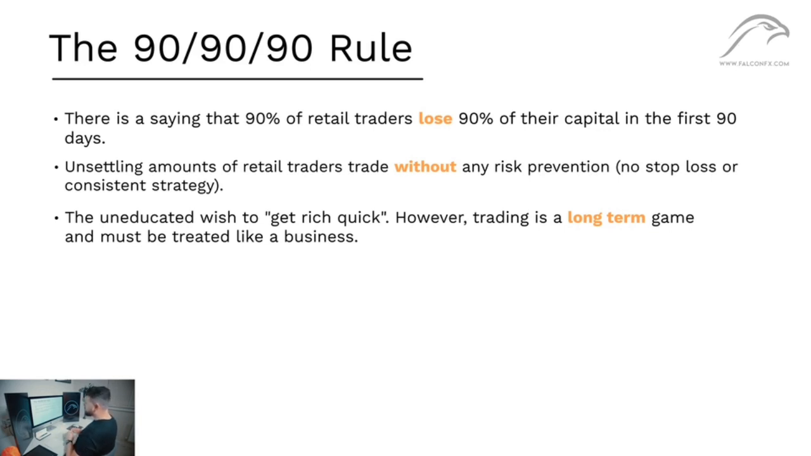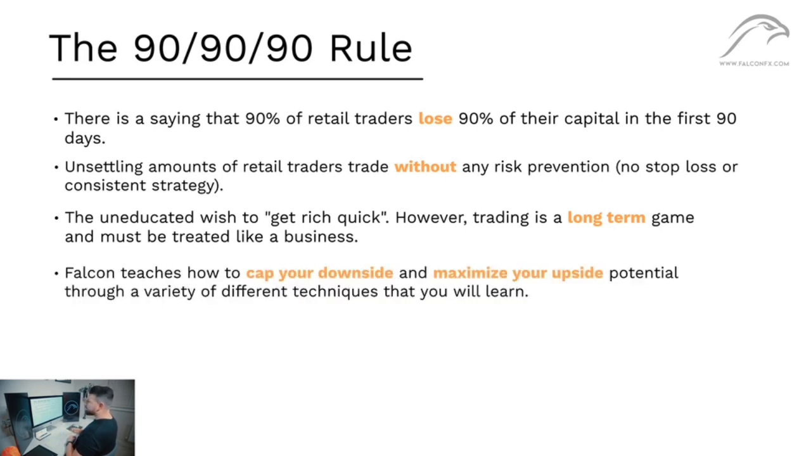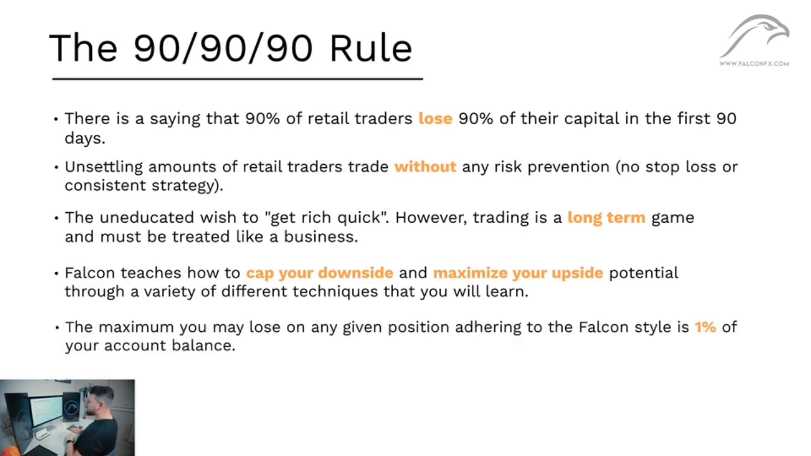However, trading is a long-term game, and it must be treated like a business, which is what we show you how to do. Falcon teaches you how to cap your downside, but more so maximize your upside potential through a variety of different techniques that you are going to learn over a period of time. The maximum that you may lose on any given position, if you're adhering to the Falcon strategy, is 1% of your total account balance. It's really, really important to understand this.